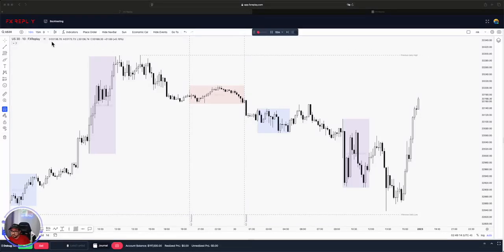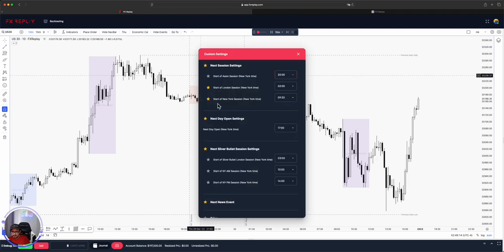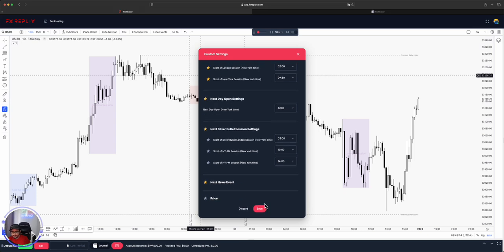Let's do the US 30 backtesting for the PDH PDL liquidation model at New York Stock Exchange Open, which is the NYSE Open 9:30 a.m. So what we need to do is click on this go to, click on custom settings, and make the start of New York session, if it shows New York time here, 9:30 a.m., which is our New York time.